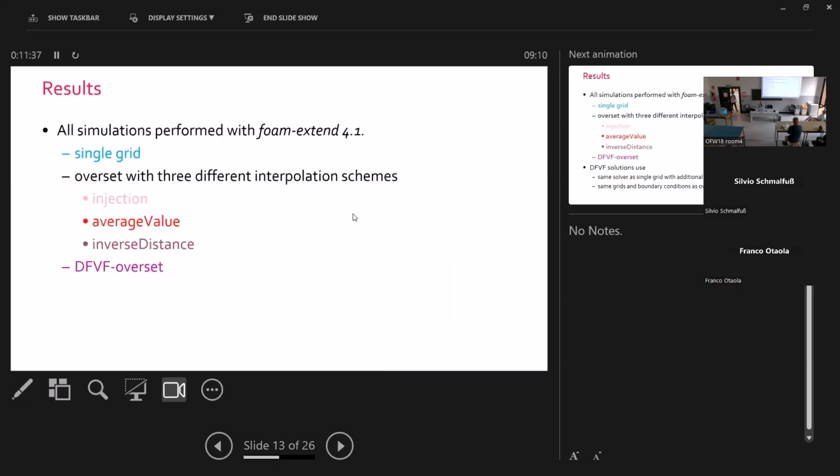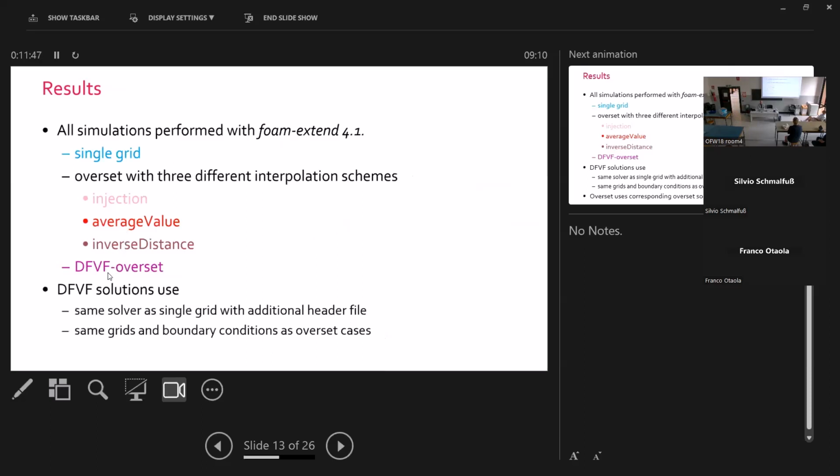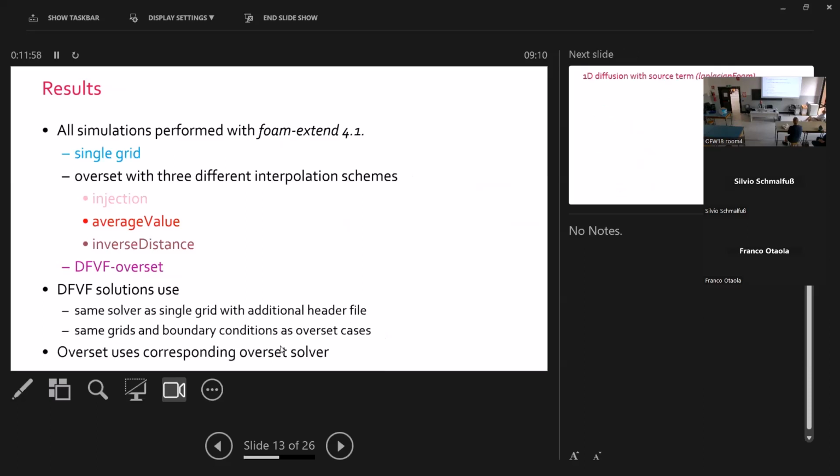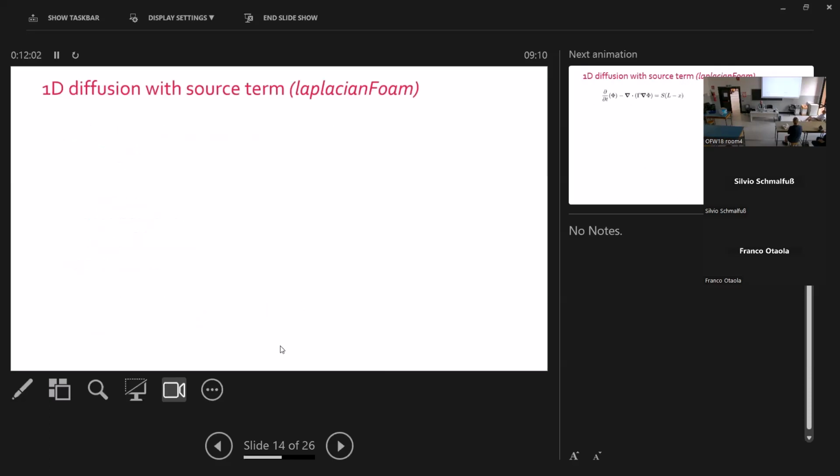All the simulations I'm going to show are on Foam Extend 4.1. For each one, we'll have a single grid. We'll have 3 different flavors of overset, so 3 different interpolation schemes, and DFVF in purple. All the DFVF solutions are going to use the same solver as the single grid with the additional header file, and the same grids and boundary conditions as the overset cases. Overset uses the corresponding overset solver, so if it's IGO-foam, it's IGO-overset foam, etc.